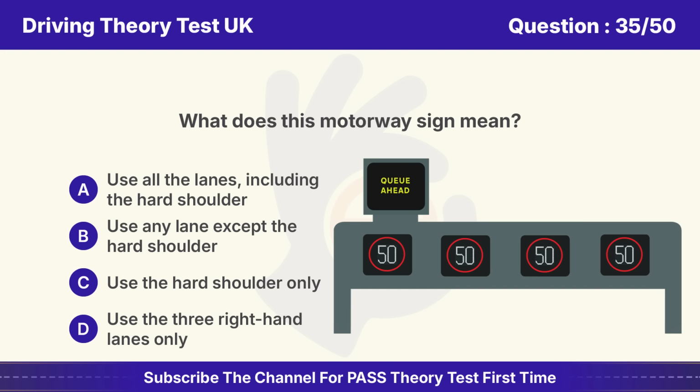Question 35. What does this motorway sign mean? Option A. Use all the lanes, including the hard shoulder. B. Use any lane except the hard shoulder. C. Use the hard shoulder only. D. Use the 3 right-hand lanes only.